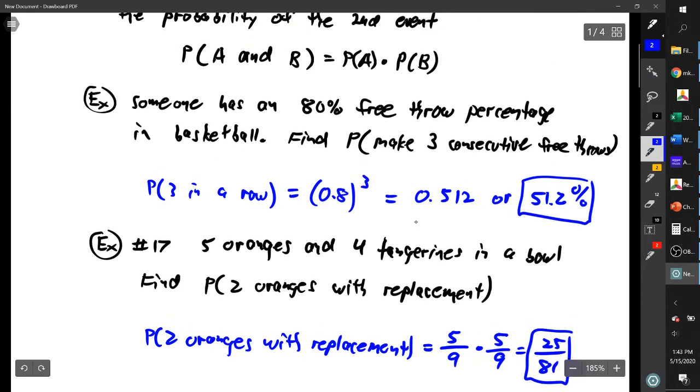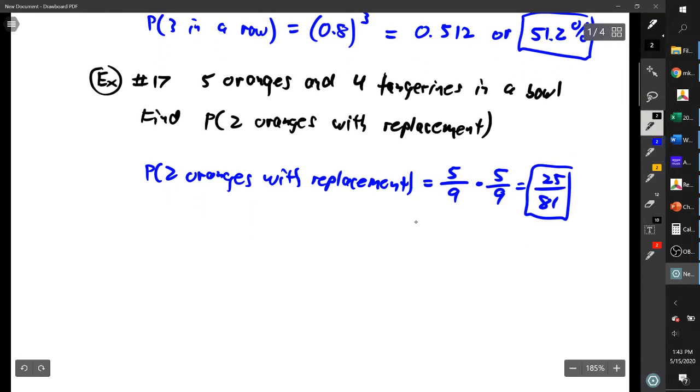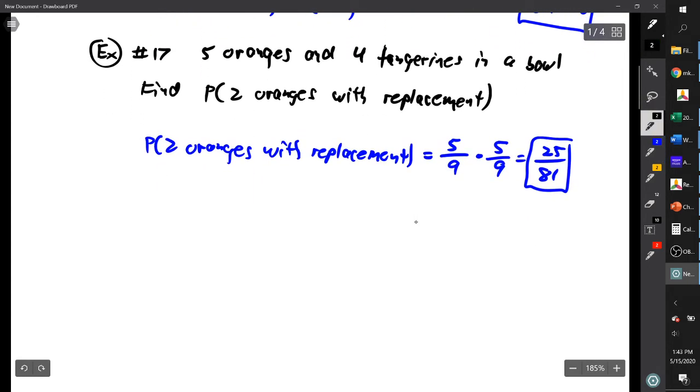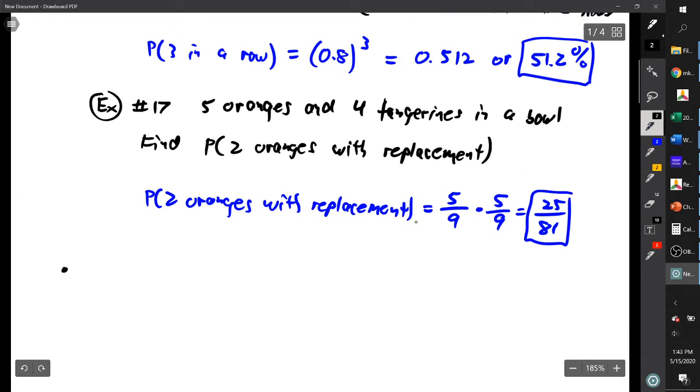All right, so that is independent events. Well, what if they are dependent? The math just changes slightly. It's more just like we need to be a little bit more careful with how we analyze it. So, dependent events.